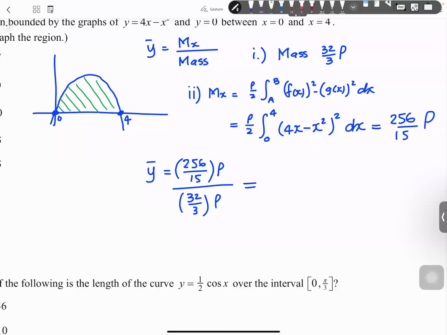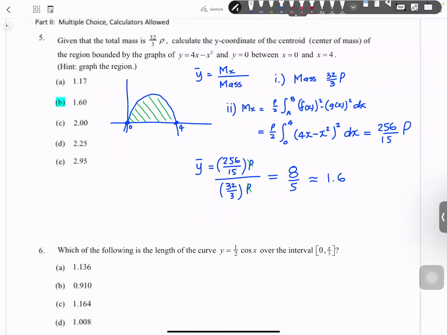As you can see, the rhos are going to cancel out. We don't need to know what rho is. And we're going to evaluate our fractions. I get that this is equal to 8/5, or approximately 1.6. Actually, it's exactly 1.6. I like to write down for myself what it is as a decimal so that I can go back to my problem and plot that back on that graph to make sure that I'm happy with where that value is.